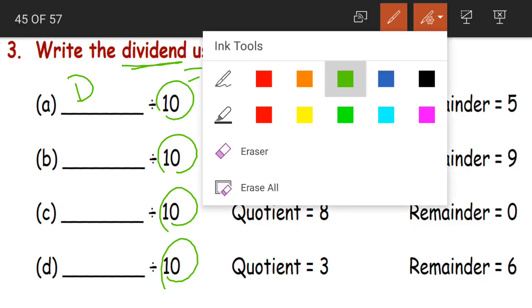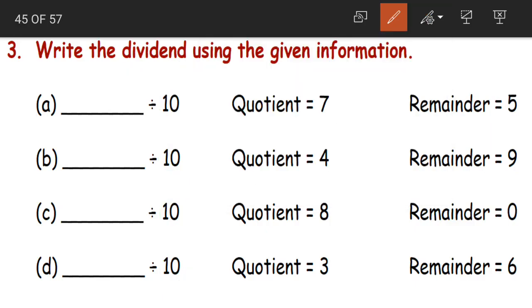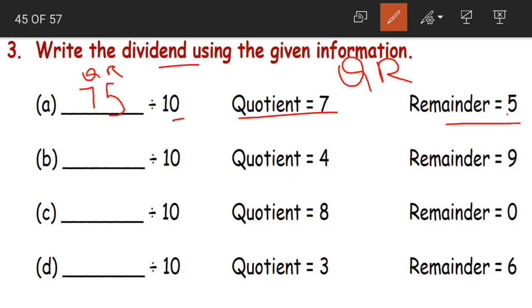Now coming to question 1. What do we have here? Question 1, children. The quotient is 7 and the remainder is 5. The divisor is 10 here. So what does the dividend become? What order did I say? First the quotient and then the remainder. So 7 and then 5. Quotient, remainder, 7 and 5. So 75 becomes our correct answer.